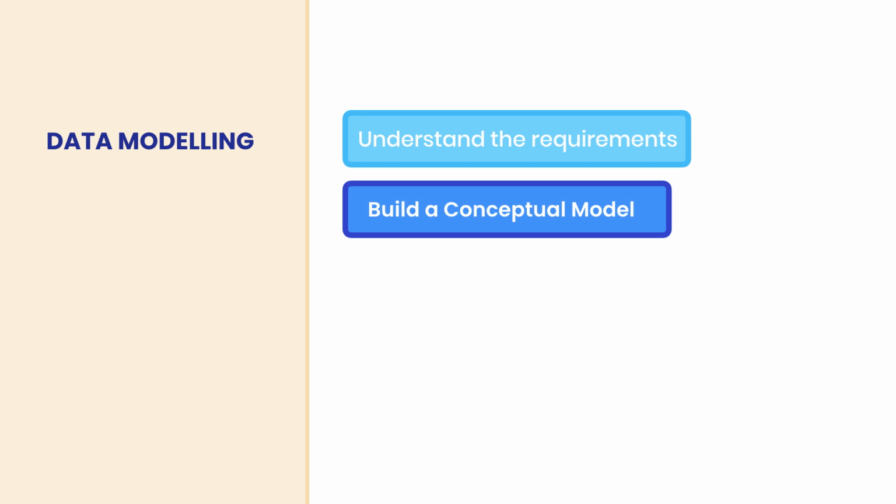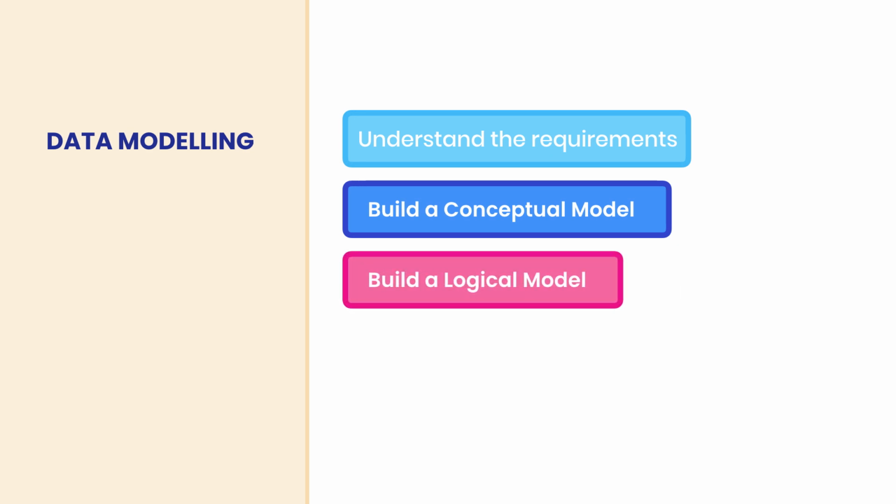Once you have a conceptual model, you refine it to come up with a data model or data structure for storing data. This is what we call a logical model. A logical model is an abstract data model that is independent of database technology. It just shows you the tables and columns you need.